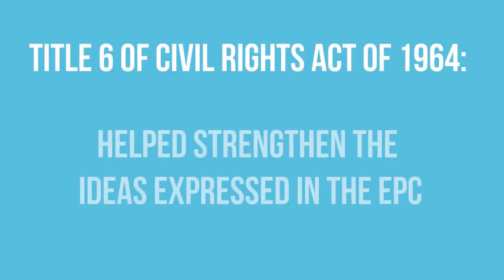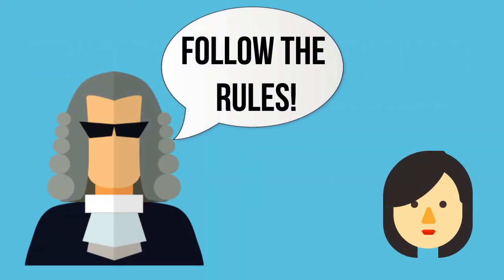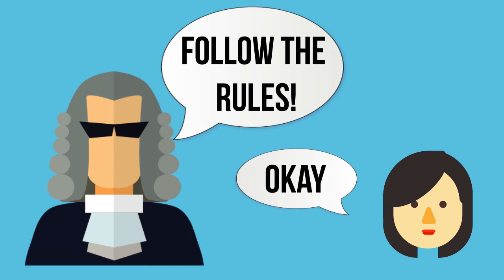Besides the Equal Protection Clause, there was another ruling, Title VI of the Civil Rights Act of 1964, which helped strengthen the ideas expressed in the Equal Protection Clause. In fact, Title VI essentially prohibited the discrimination of others based on race, color, and national origin in programs as well as activities that receive federal financial assistance. Due to the leverage of financial funds, individuals who receive them are required to comply with the rules of Title VI and not discriminate against others, or else they would have their funds halted by that federal agency.